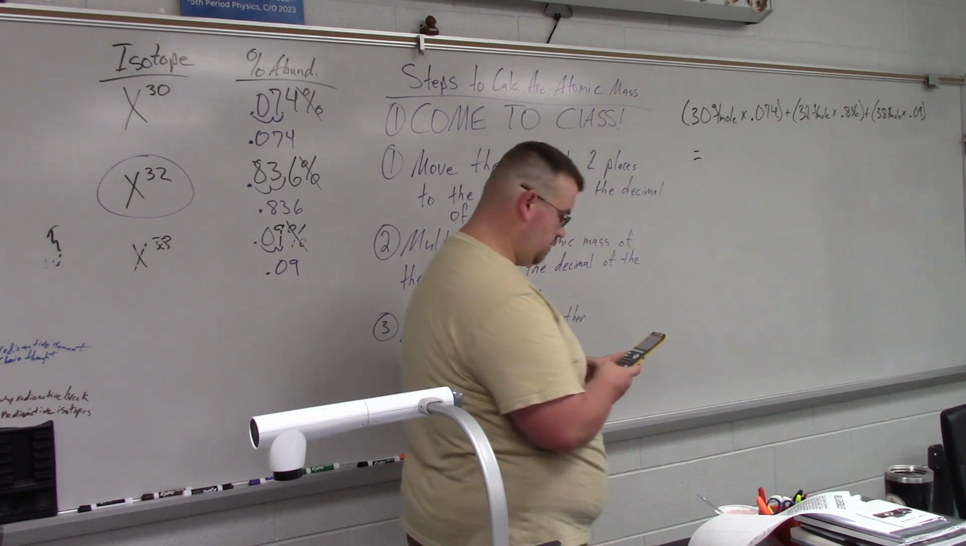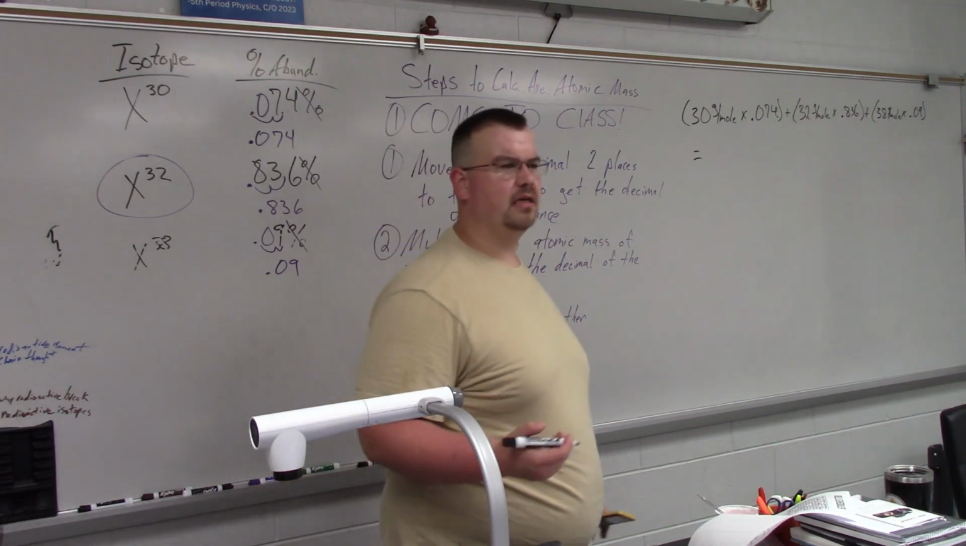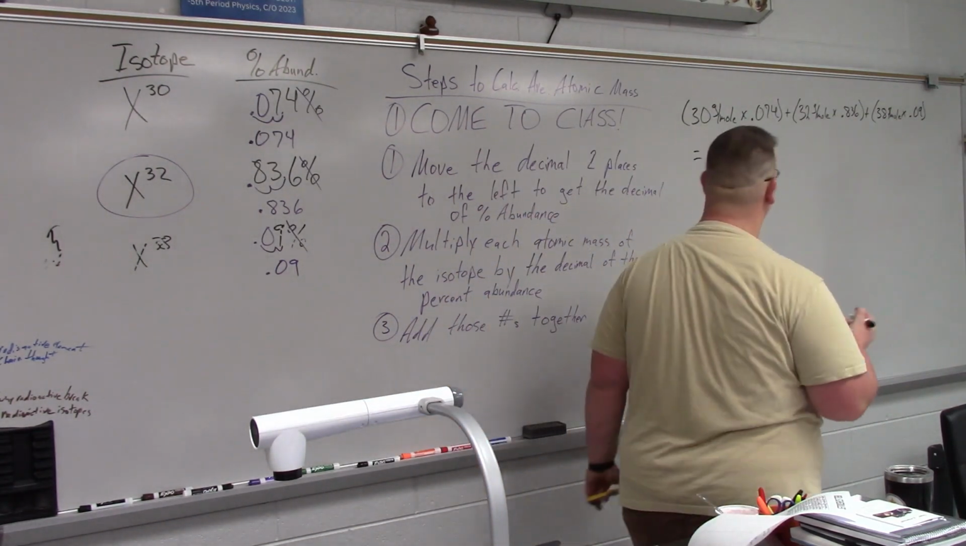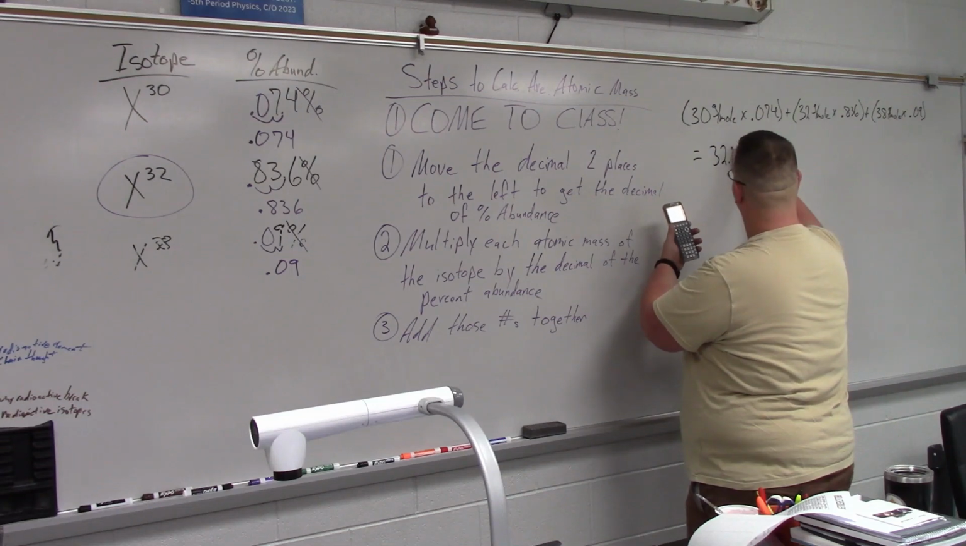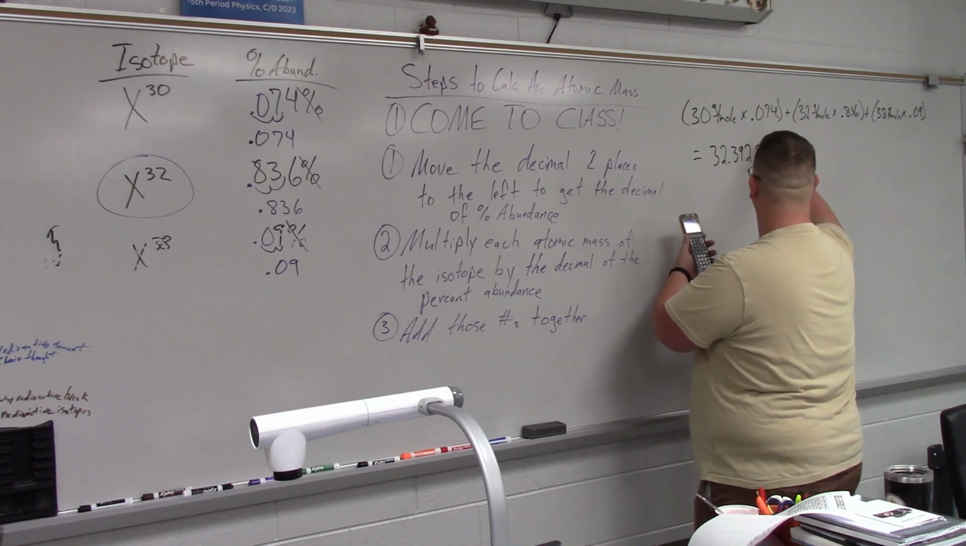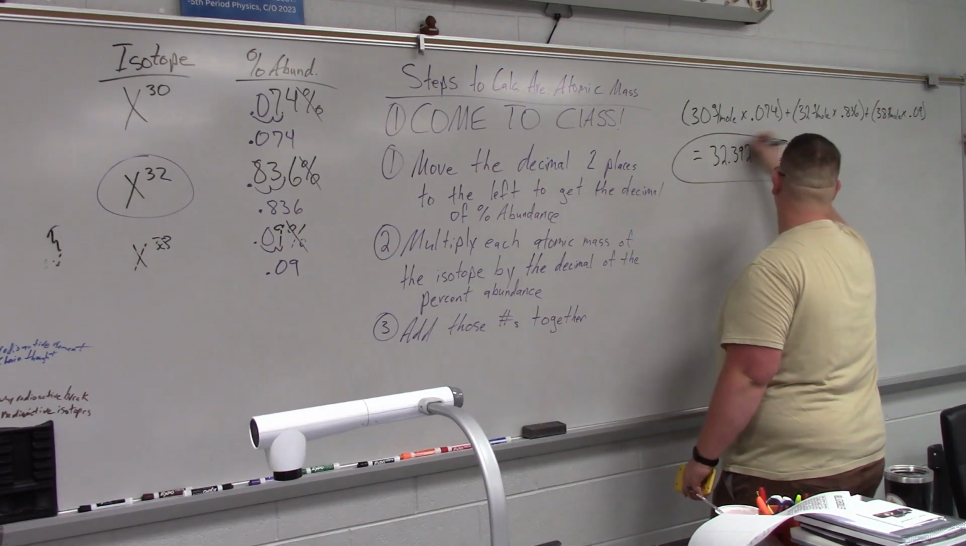Straight up. Listen. Punch this whole thing in the calculator. What number should we be close to again? 32. So that should be where we're close to. I get 32.392. That's grams per mole.